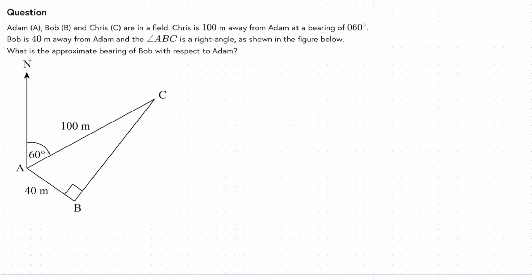Now this question is asking for the approximate bearing of Bob with respect to Adam. So this bearing here, if I were to draw around it, that bearing in that direction. If we were to separate it out, with this being north, this being A, and this being B, we're looking for this in here. Let's call it theta. Now theta is equal to 60 plus something, which is this in here.